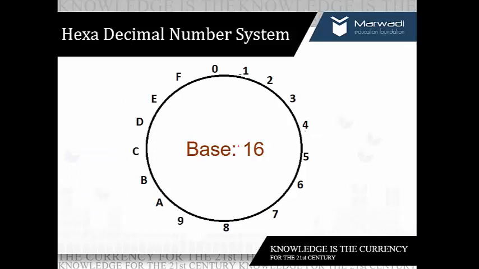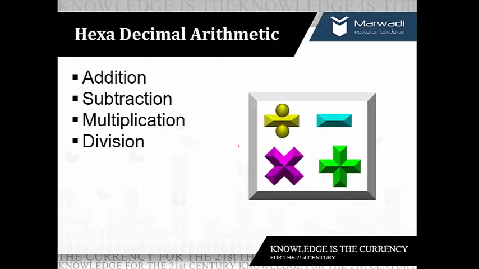Now the hexadecimal number system comprises the numbers from 0 to 9 and A to F. The base for the hexadecimal number system is 16. We will be focusing on the four basic arithmetic operations: addition, subtraction, multiplication and division.